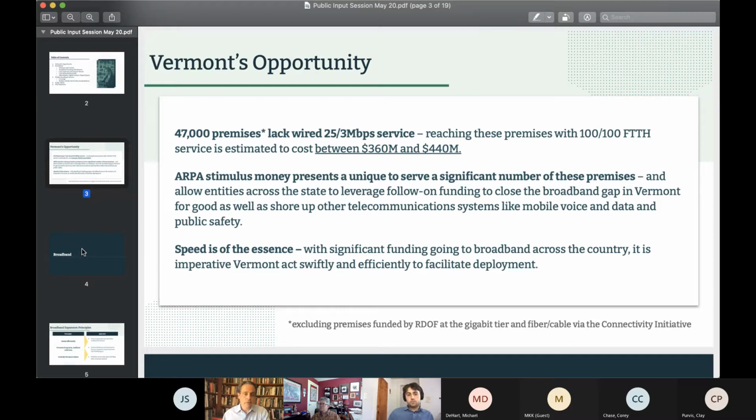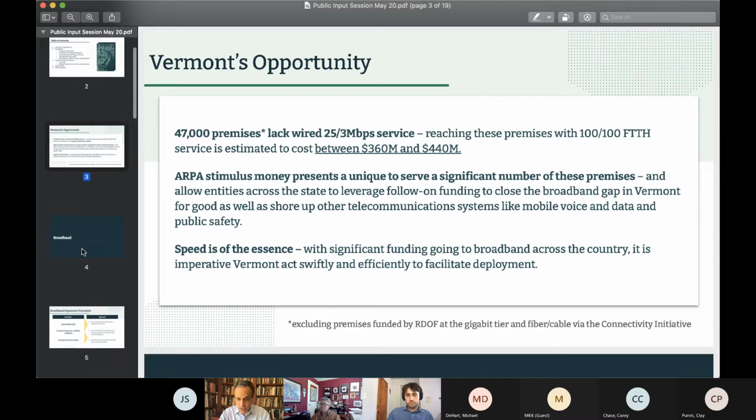And the ARPA stimulus money presents a really unique opportunity to make a dent in delivering fiber to the home in those communities, and we don't want anyone to miss that. And that moment certainly guided the recommendations that we were making. But the final point that I will make is that speed is of the essence.